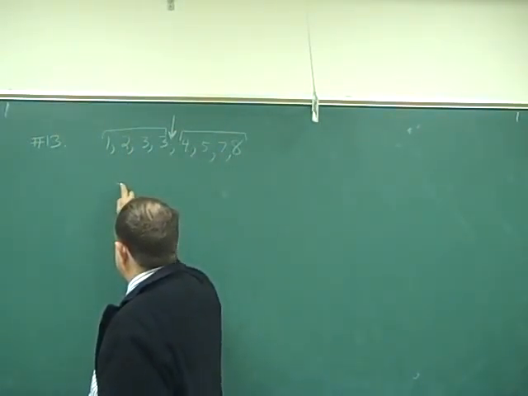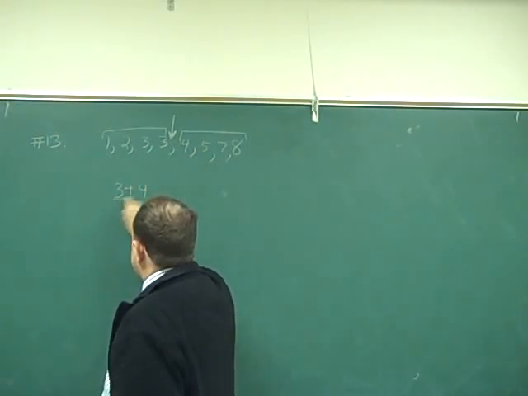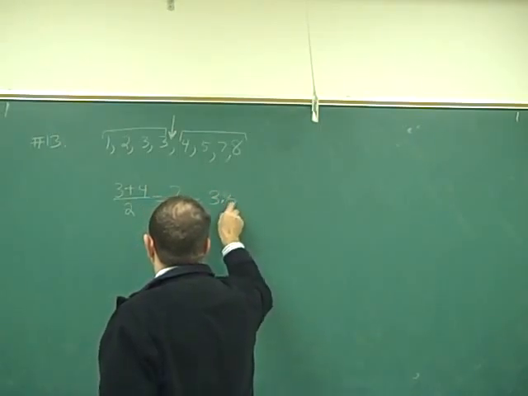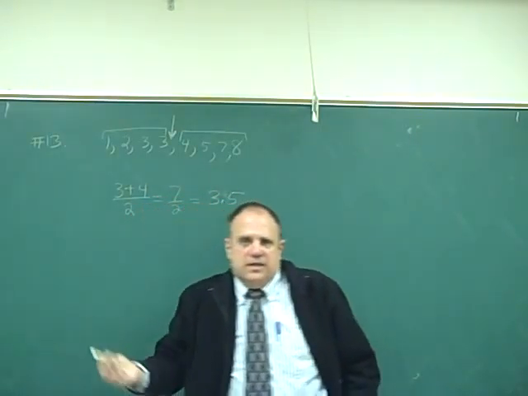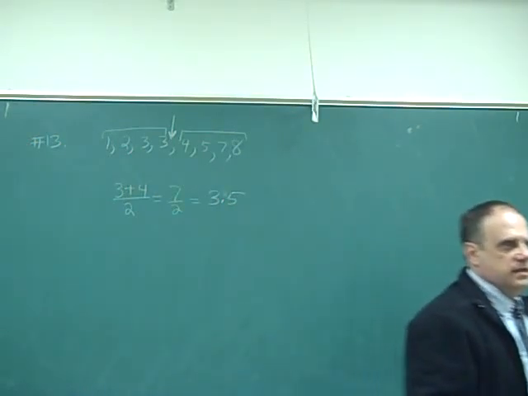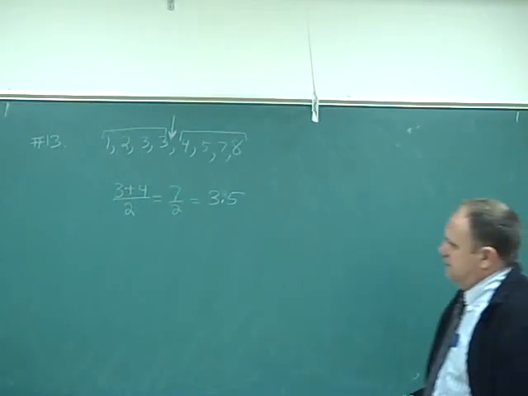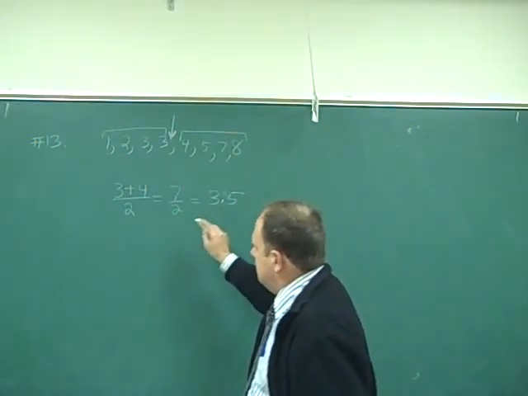So in this case, it's easy, right? You don't even have to calculate this out. It's 3 plus 4 is 7 over 2 is 3.5. Okay, well that was easy. You didn't even have to calculate that out, right? You could just look at that and tell it's going to be 3.5. Okay, for our median.